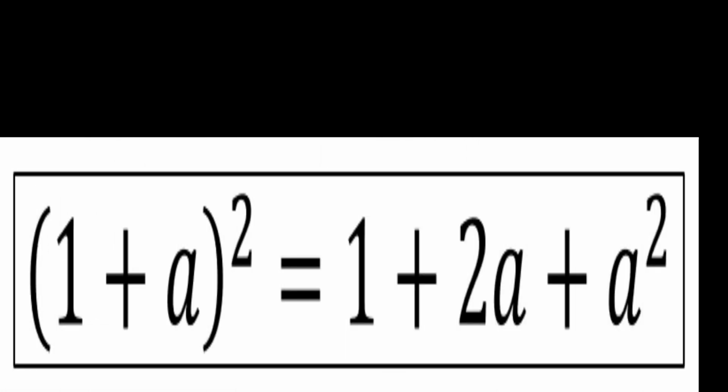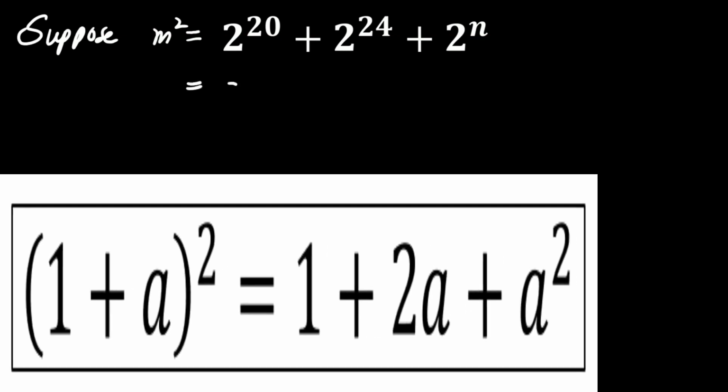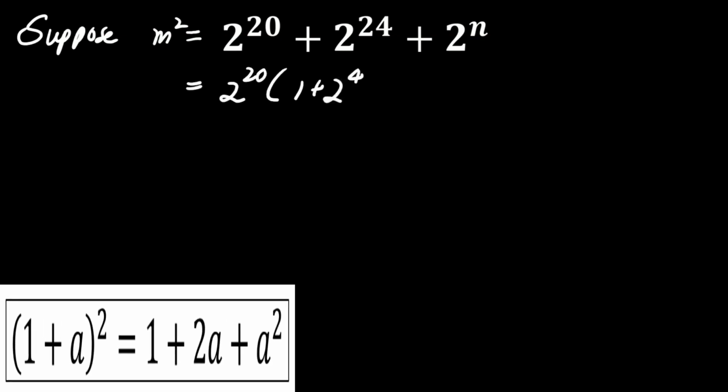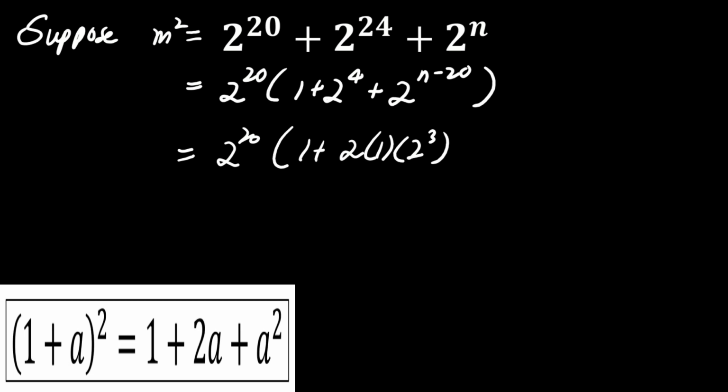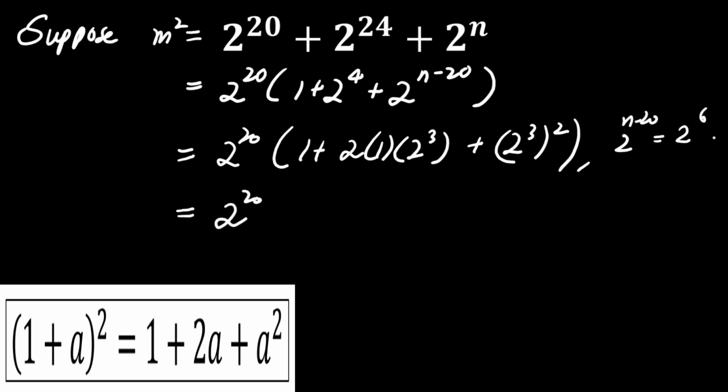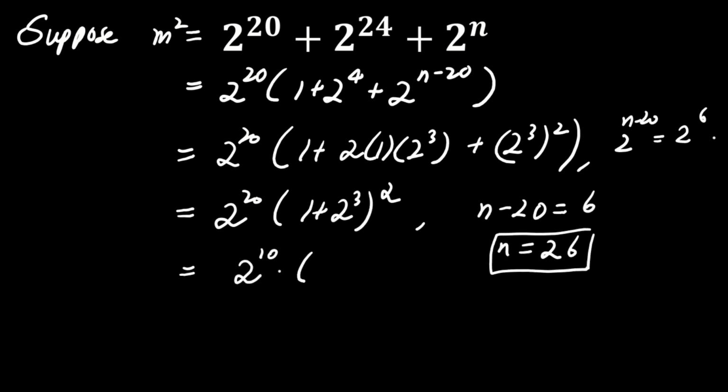That is, 1 plus a squared equals 1 plus 2a plus a squared. So we suppose that m squared equals the expression shown. Factor out 2 to the power of 20, we have the following. As we want to obtain the form 1 plus 2a plus a squared, we write the expression as follows. Here, 2 to the power of n minus 20 equals 2 to the power of 6. Then we are able to write the expression as a perfect square if n equals 26.